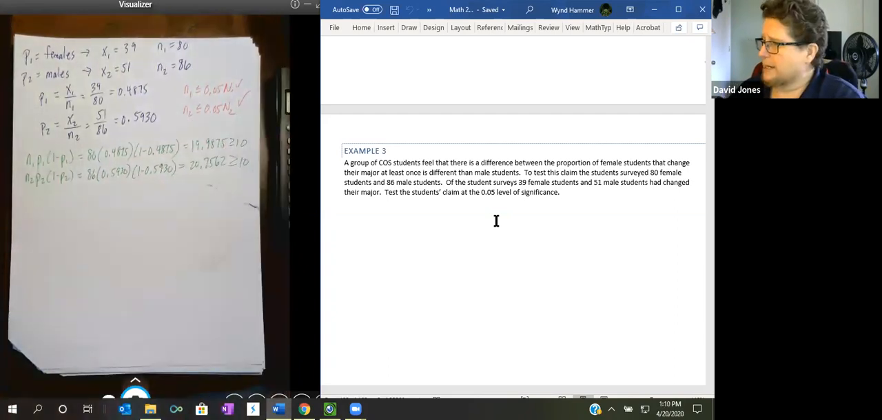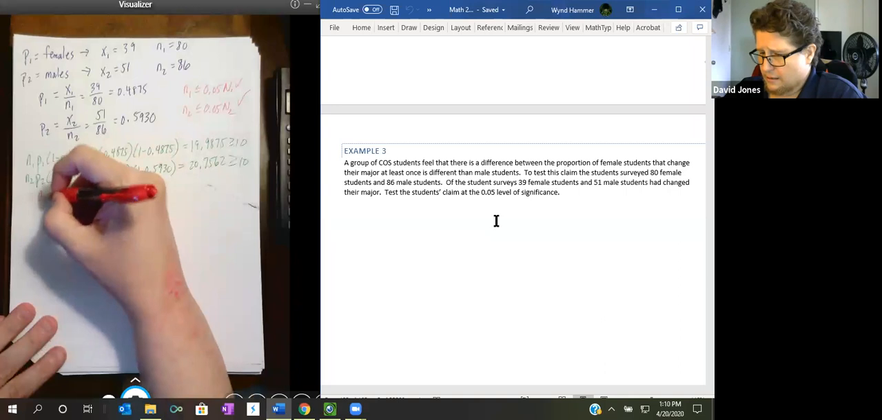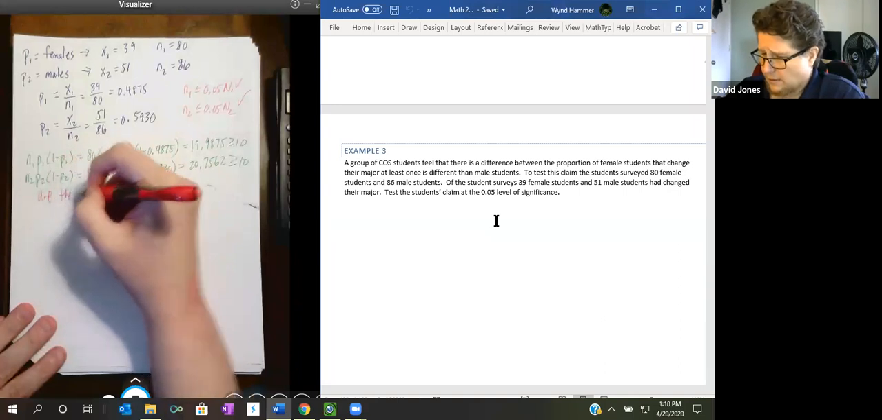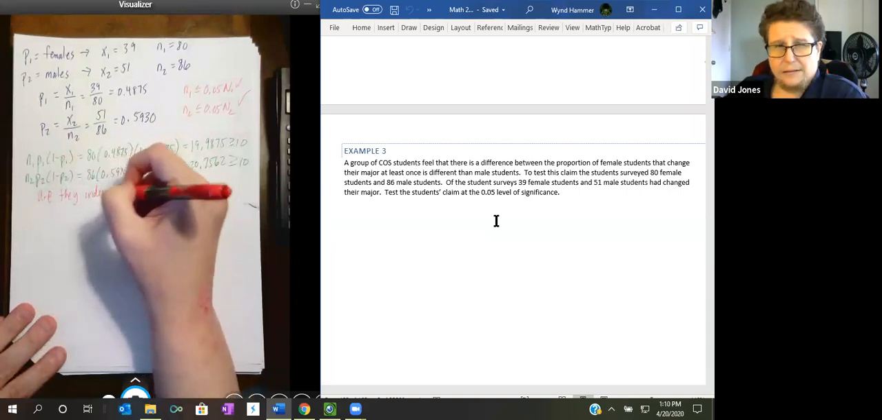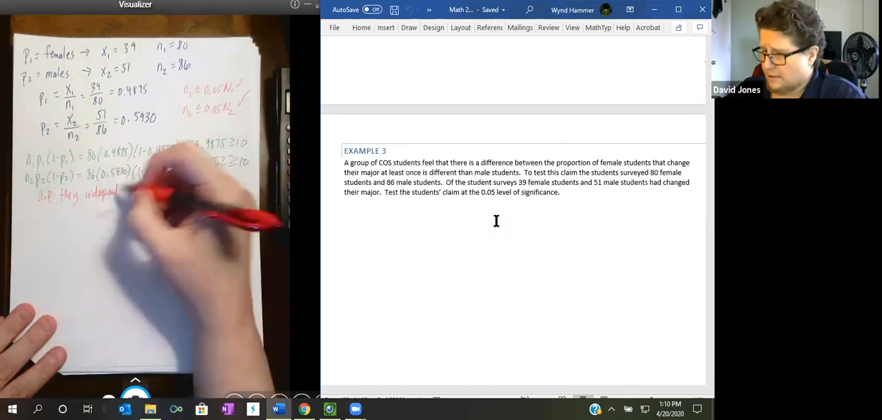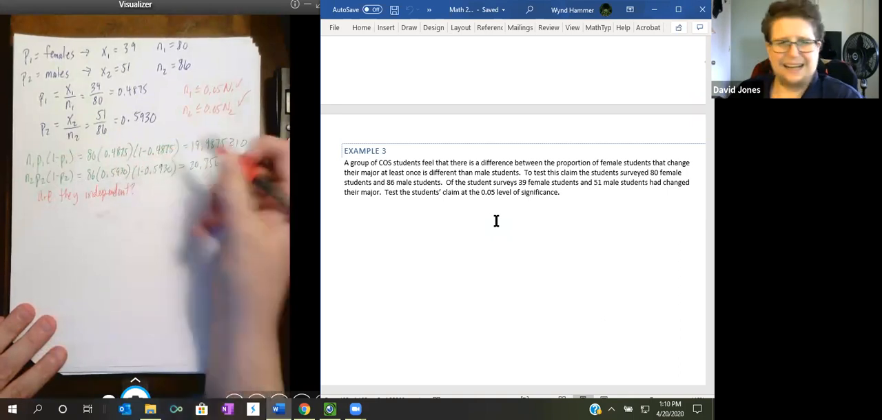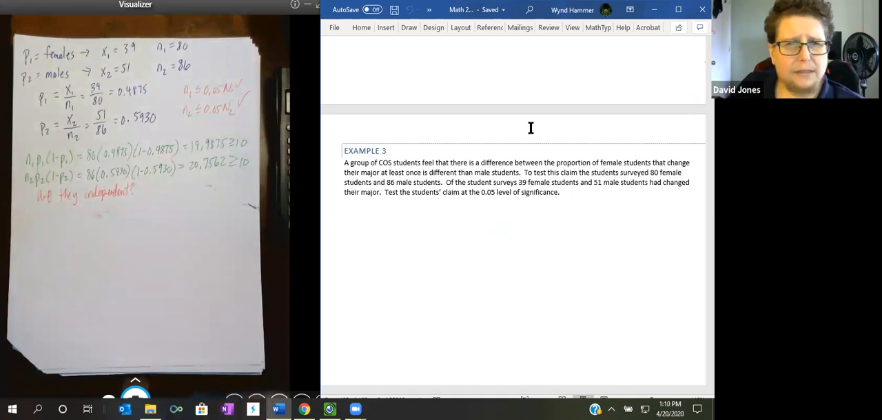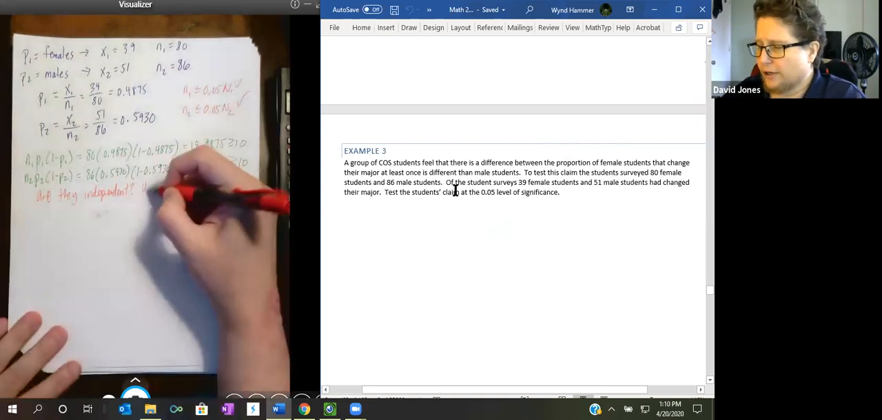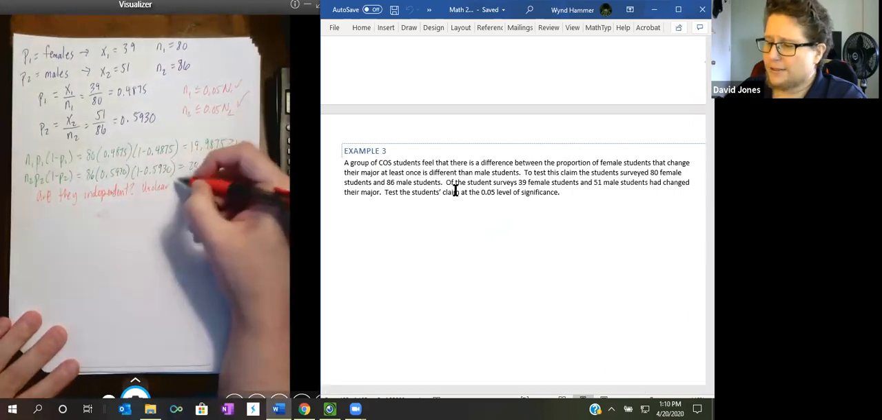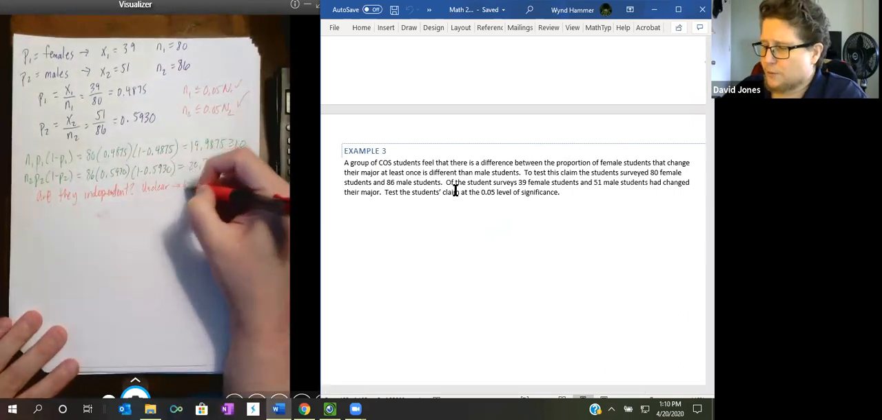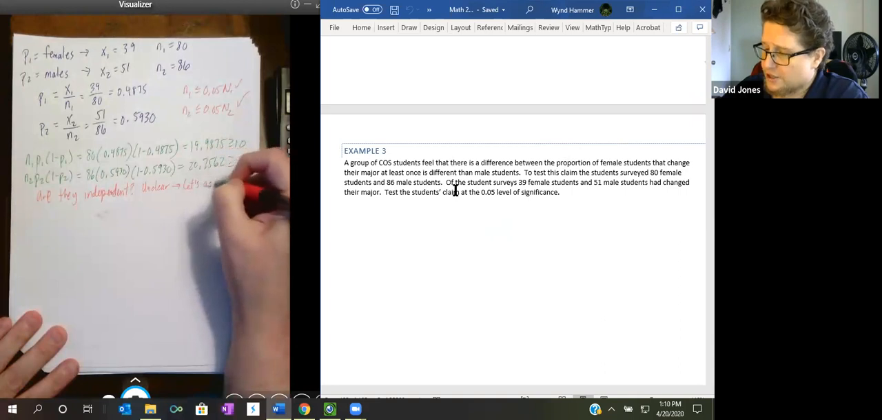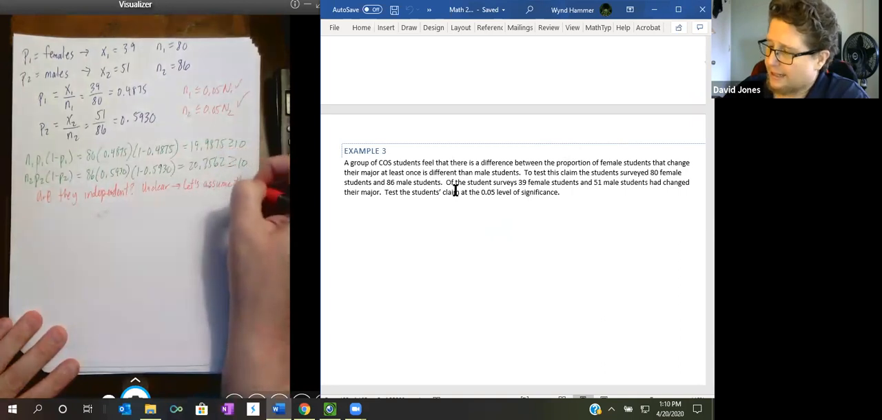Are they independent? Well, let's read the problem. It says they surveyed 80 female students and 86 male students. It's really unclear if this was met or not. Did they ask couples? Let's assume so. Let's assume they did, but it was left unstated.